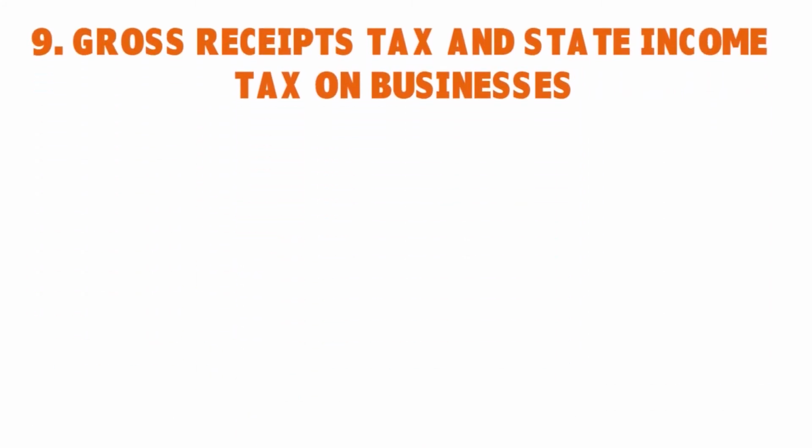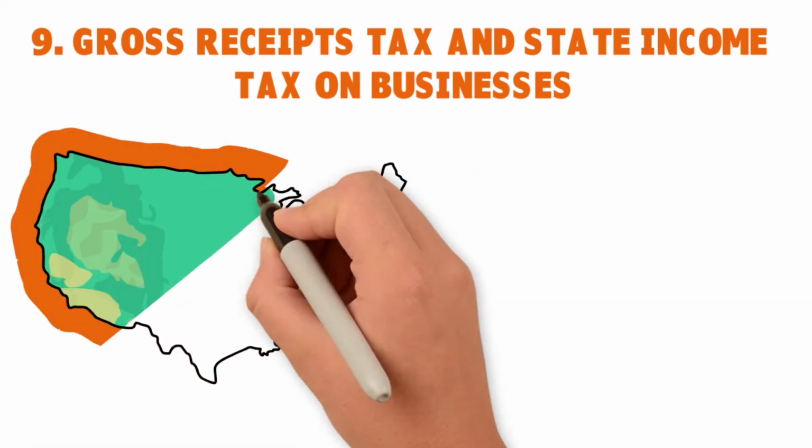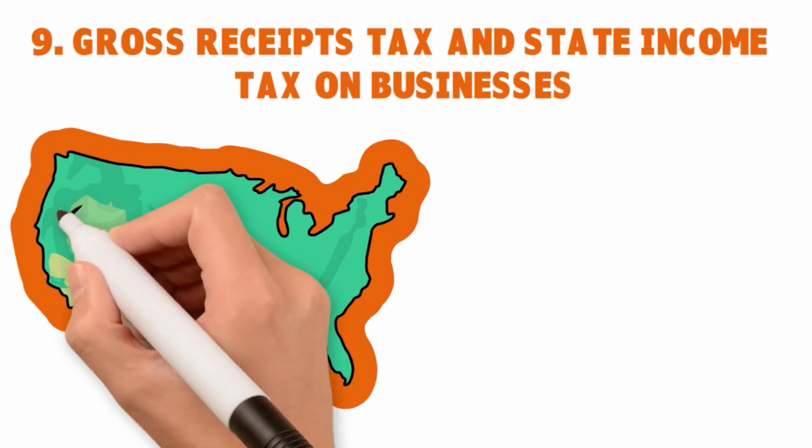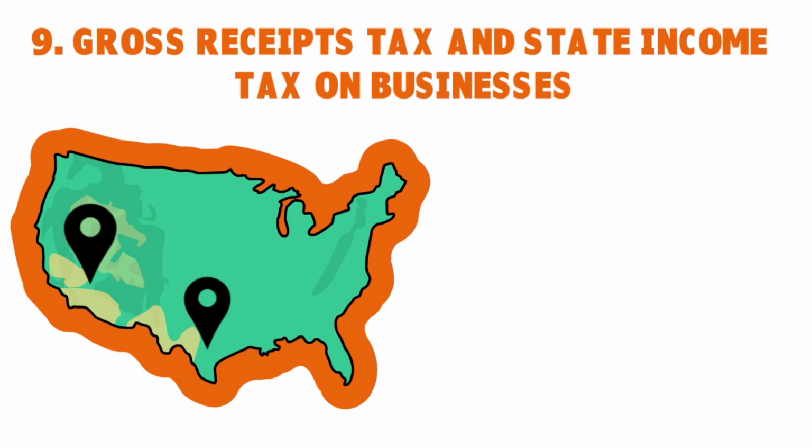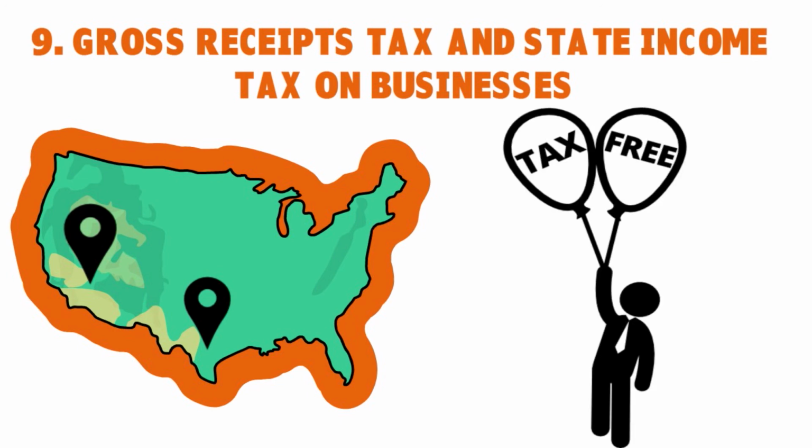What about the gross receipts tax and state income tax on businesses? Most states have a state income tax for businesses, I would say the vast majority, but some states like Nevada and Texas impose a gross receipts tax on businesses instead of or in addition to a state income tax. So in these states, the gross revenues of the business are taxed. Some states allow deductions for this tax, and some types of businesses in some states don't have to pay this tax at all. Sole proprietorships are usually exempt from paying gross receipts taxes, but not from state income tax.